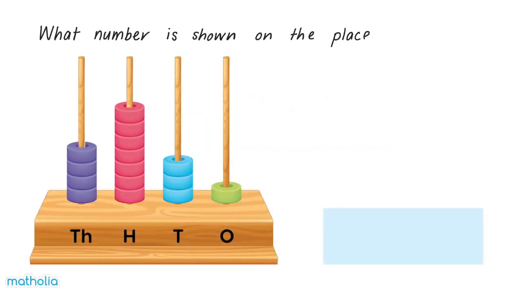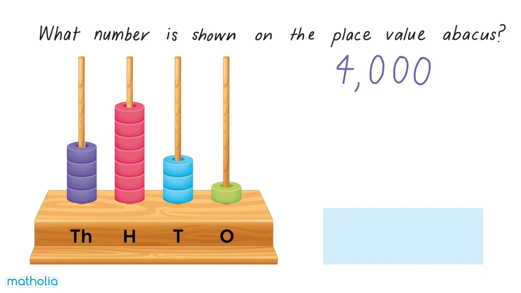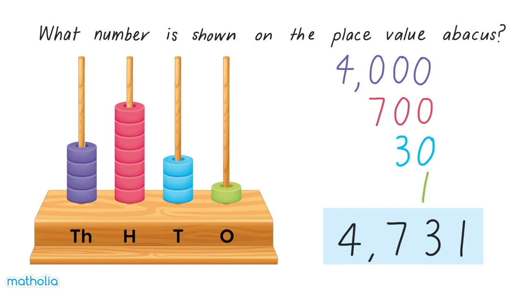Number is shown on the place value abacus. Let's find the value of the beads in each place. In the thousands place, there are 4 beads. Its value is 4,000. In the hundreds place, there are 7 beads. Its value is 700. In the tens place, there are 3 beads. They have a value of 30. In the ones place, there is 1 bead. Its value is 1. The number shown in the place value abacus is 4,731.